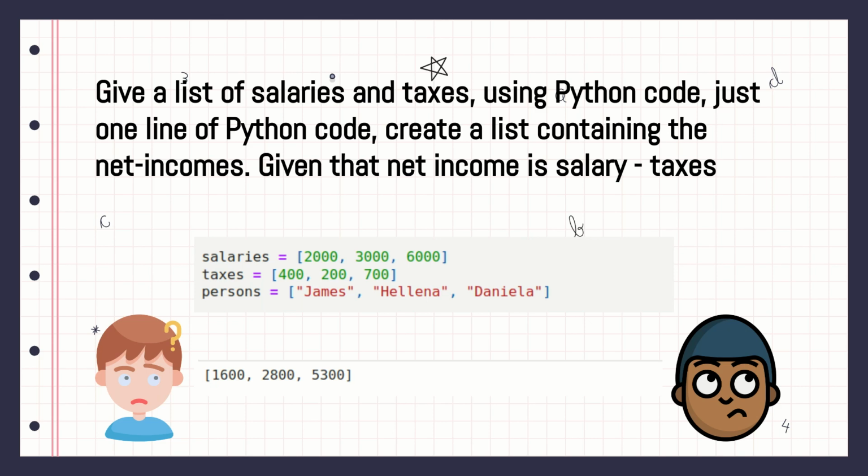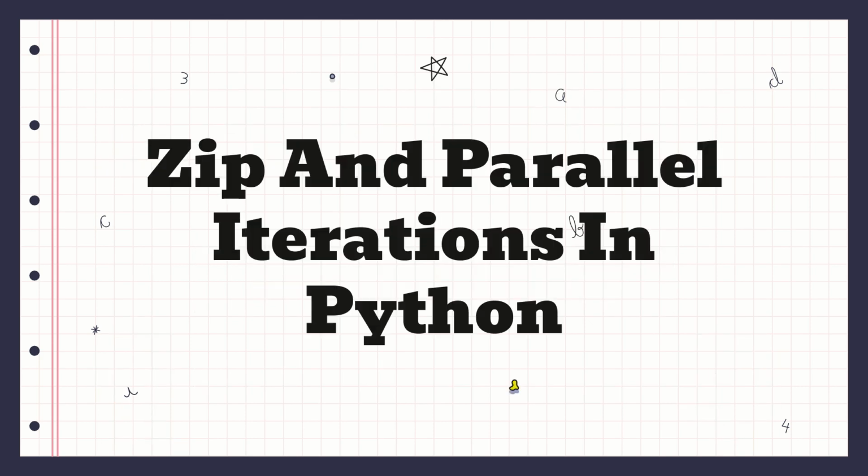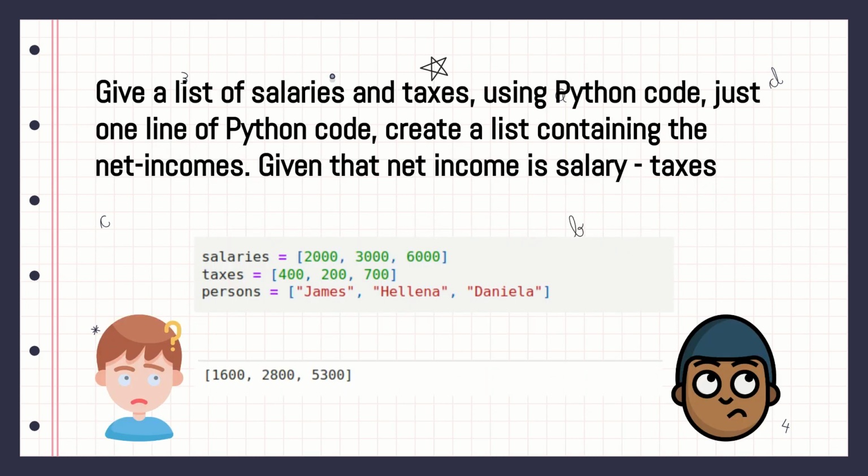Okay, so I assume that you already tried that challenge, and if you haven't solved it or haven't found a way around it, it's also fine. That's the whole point of this tutorial. We're going to look at how to use the zip function and parallel iterations in Python to address that specific question. At the end of the tutorial, we're going to solve this problem using parallel iterations in Python, using the zip function.